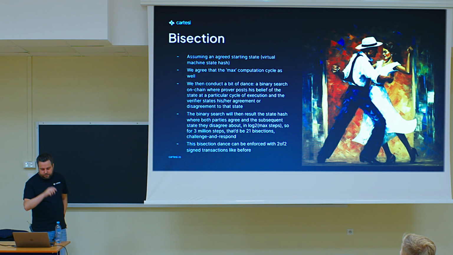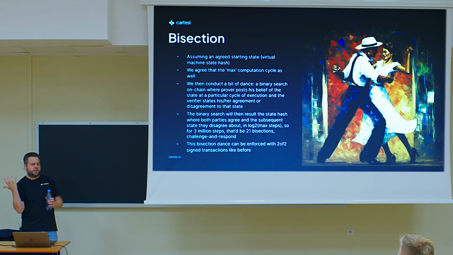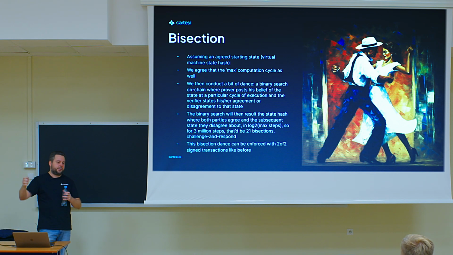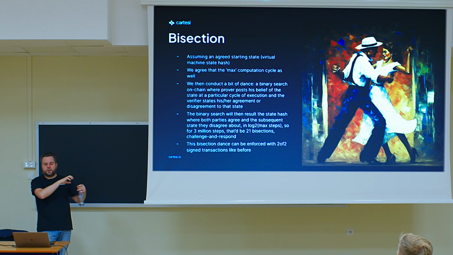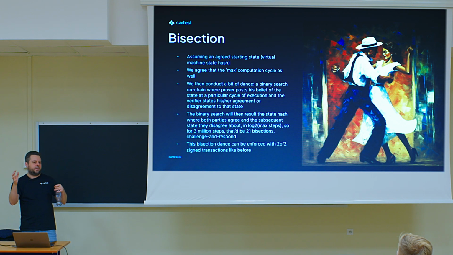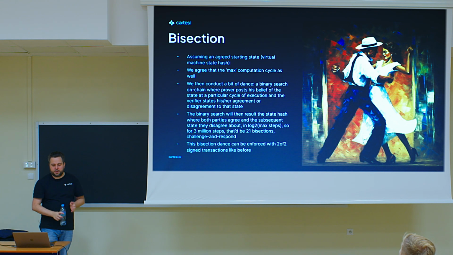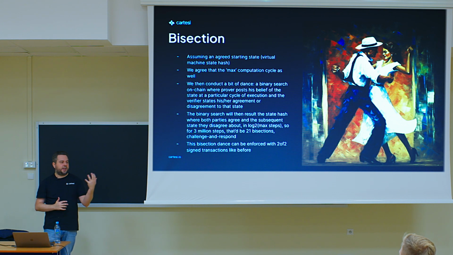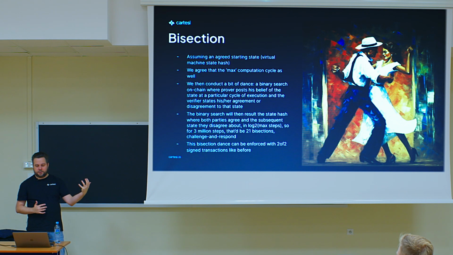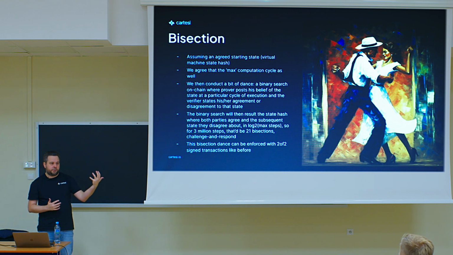Now, bisection. I don't know if you have ever played around with Git, but they have a nice little feature called bisect, where you state, is this bug present in this particular code, at this particular point, and it helps you narrow down the exact commit that the bug started happening in, right? And similarly, we can do this with machine state. So we always assume there's an agreed starting state of the computation, which is the state of the machine that we agree on.